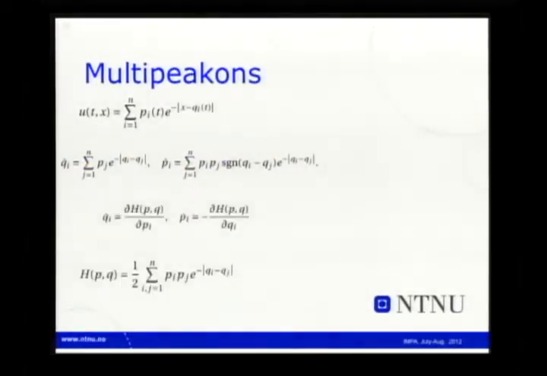You can even write it as a Hamiltonian system like this. It's a Hamiltonian. It's a very nice system. But as an ODE, it has this devious sign function, which is not exactly very continuous.